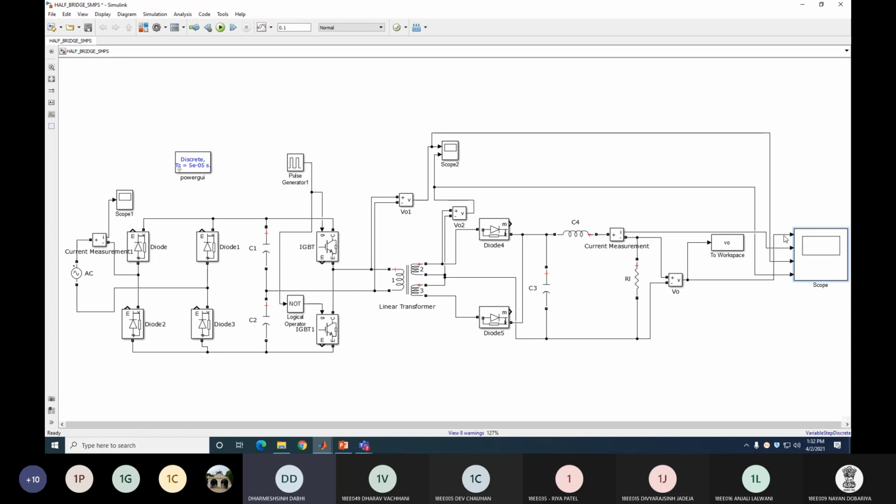So the first parameter we measure in the scope is the output voltage across the load side. The second parameter measured is the load current I0. The third parameter is the primary winding voltage, which is measured by this voltmeter across the primary winding, and the fourth one is the voltage across the secondary winding, measured by this voltmeter across the first secondary winding. So let's run this simulation and check the waveform so we can understand how to get this DC voltage.